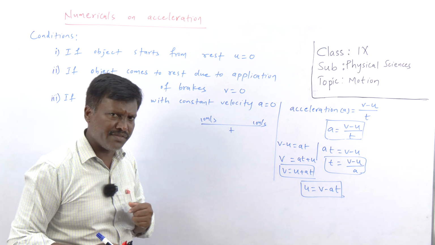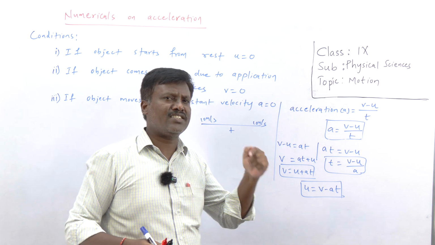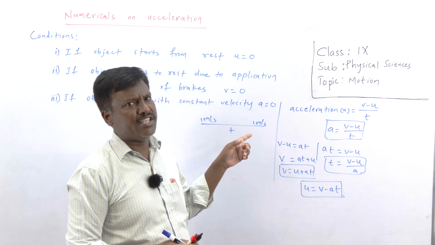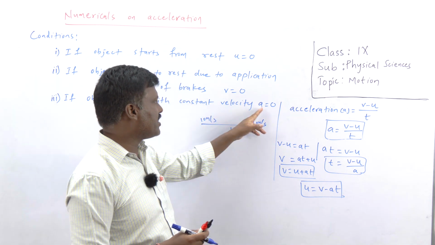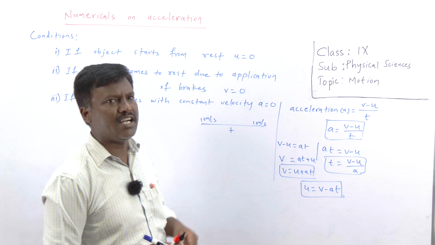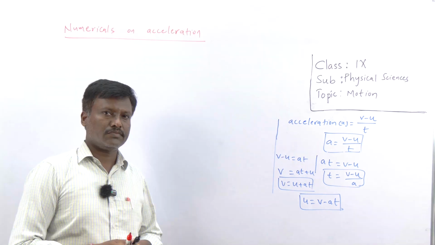What does acceleration refer to? It refers to change in velocity. The rate of change of velocity is called acceleration. If there is no change in velocity, how will acceleration be possible? So acceleration is zero when the object moves with constant velocity. Please note down these conditions first.